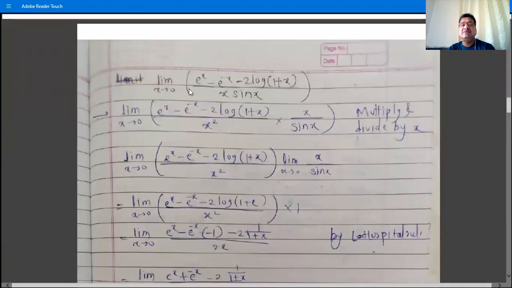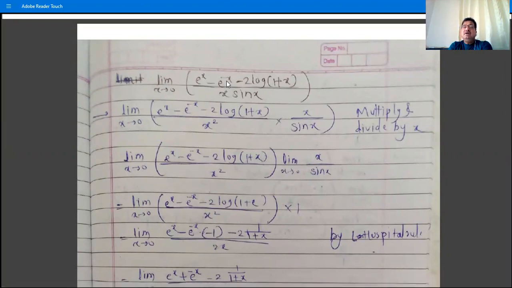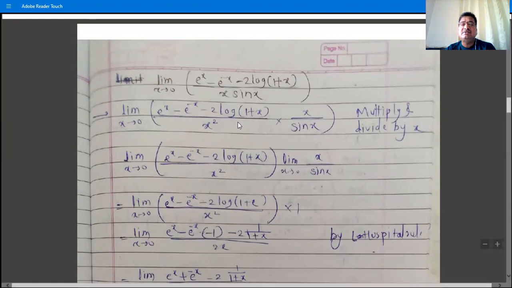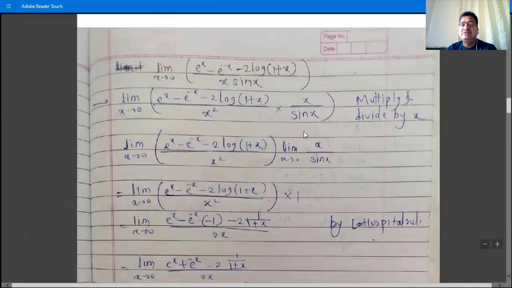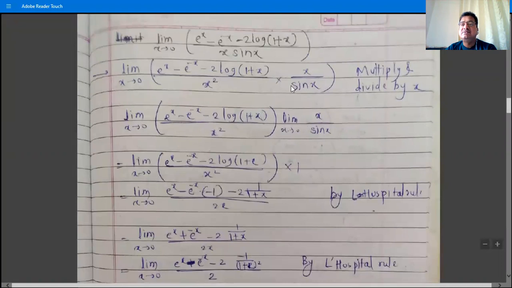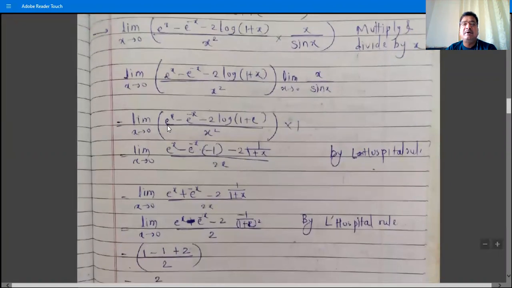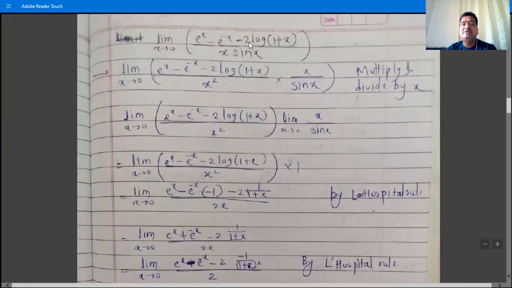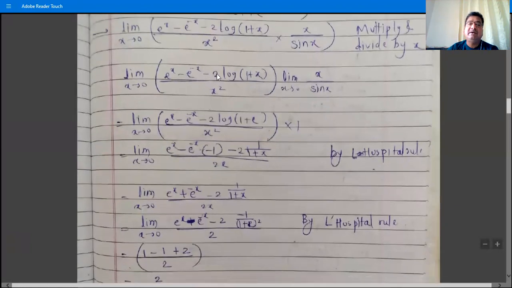The next problem, limit x tends to 0, e raised to x minus e raised to minus x minus 2 log 1 plus x, divided by x into sin x. So adjust: multiply by x and divide by x. So it is x into x become x square, and x by sin x; the limit of x by sin x is 1. And so we have the problem e raised to x minus e raised to minus x minus 2 log 1 plus x divided by x square, in the place of x into sin x we have x square.